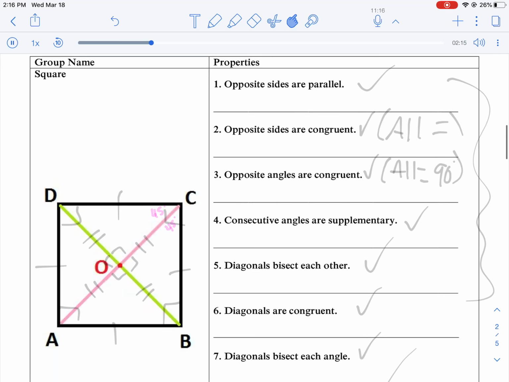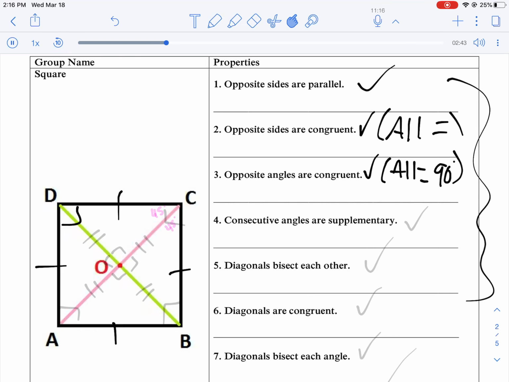In a square, again, the first 5 are exactly the same as the parallelogram. Opposite sides are parallel, opposite sides congruent, and in parentheses, I'm going to write all equal. All sides are congruent in a square. Opposite angles are congruent, yes, and in parentheses, all equal 90 degrees. In a square, just like the rectangle, all angles at every corner will be 90, 90, 90, 90.